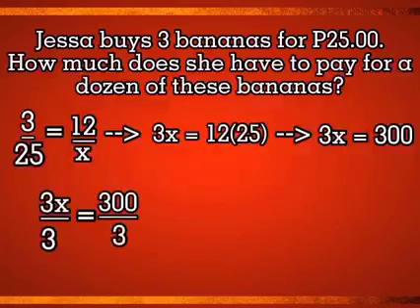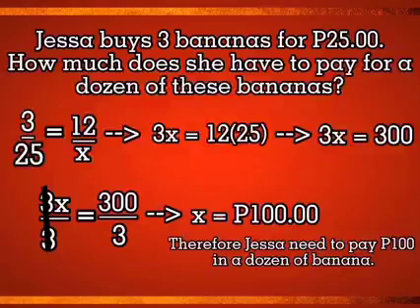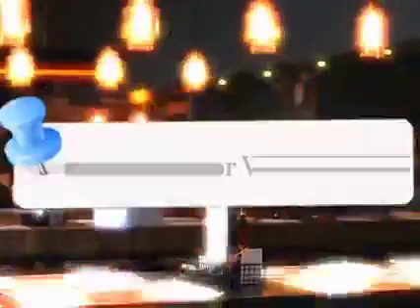To find the answer, we divide both sides by 3 to cancel the number so that the variable will stay at the left side. 300 divided by 3, the answer is x equals 100 pesos. Therefore, Jessa needs to pay 100 pesos for a dozen bananas.